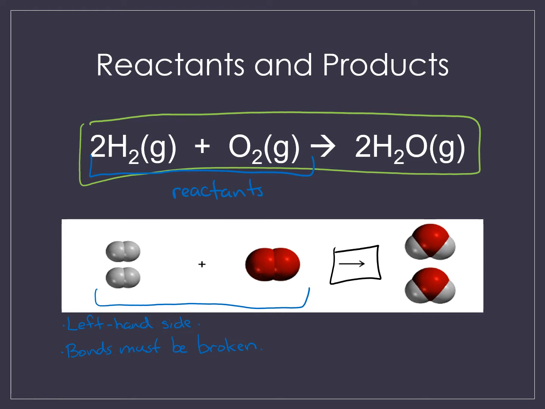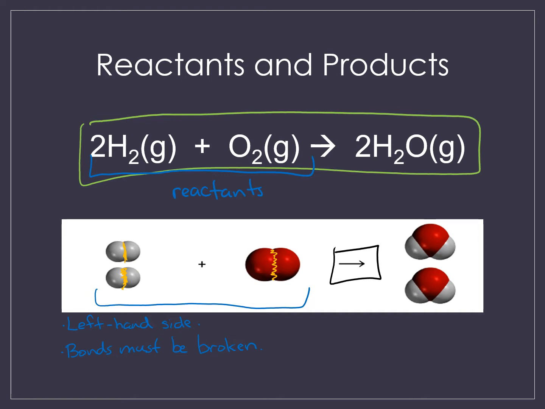So as I'm looking at my model here, to convert these reactants to my products, these water molecules, I have to break this bond between the two hydrogen atoms, this bond as well between the two hydrogen atoms, and this bond right here between the two oxygen atoms. When these bonds break, y'all, my products can finally be formed.